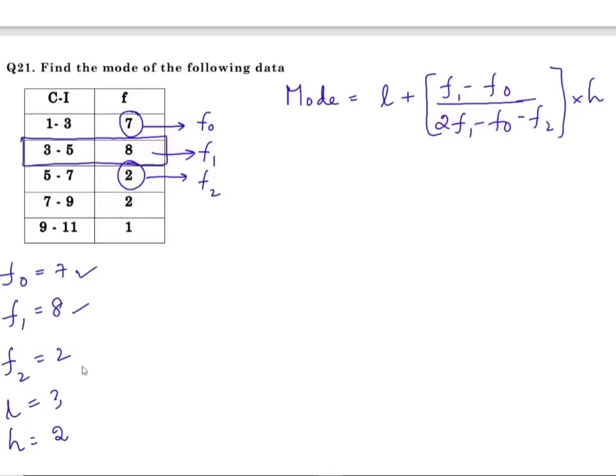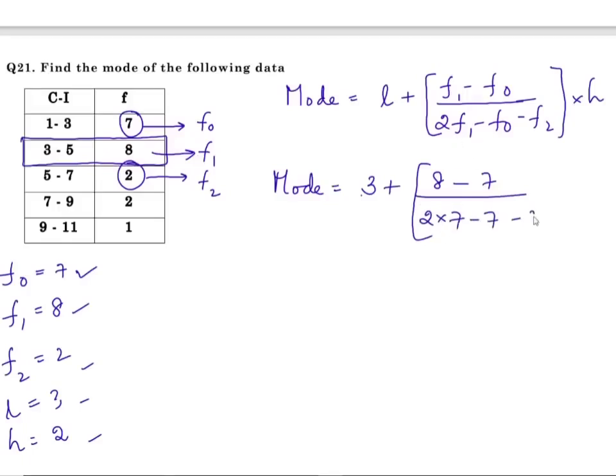Now substitute the values in this formula, that is mode equals L plus F1 minus F0 divided by 2 F1 minus F0 minus F2, into H. L is 3, F1 is 8, F0 is 7, F2 is 2, and H is 2. Mode equals 3 plus, 8 minus 7 is 1.